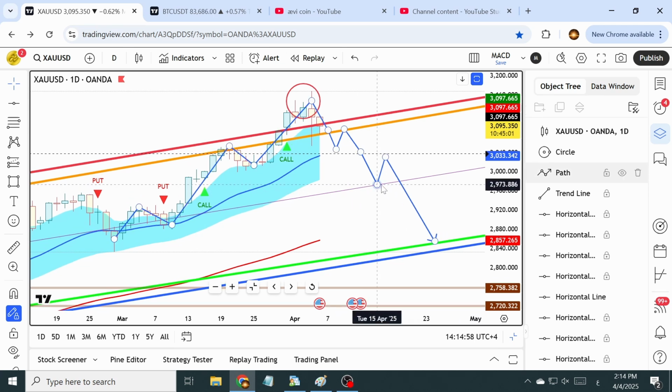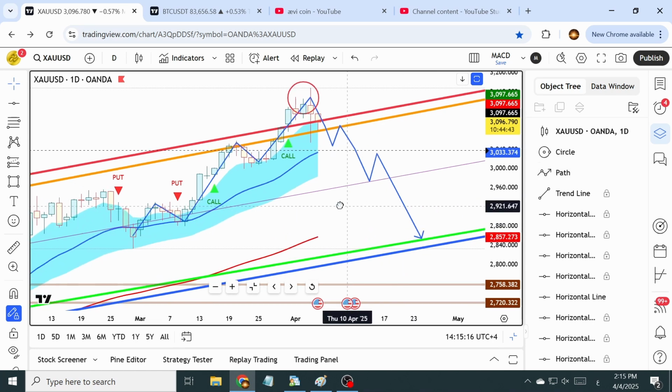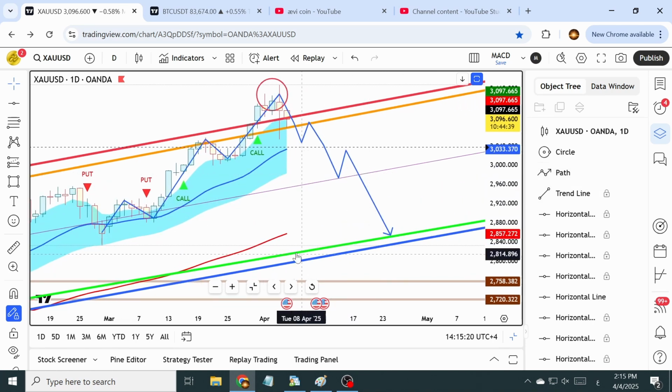Now the midline of the channel is around 2,975, and if the price breaks this level, we could see the price trying to go to the lower level of the channel.